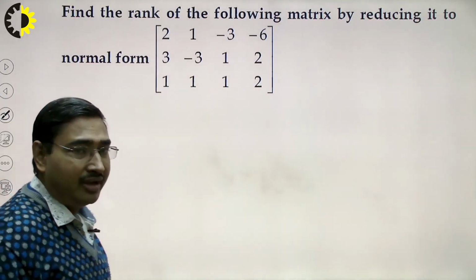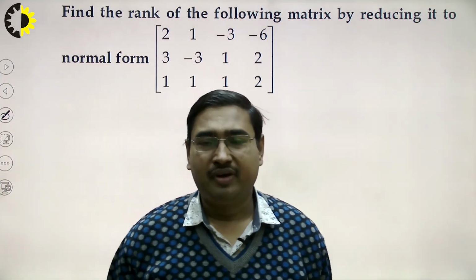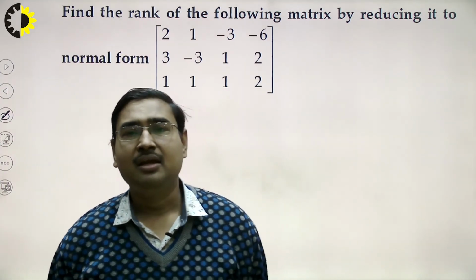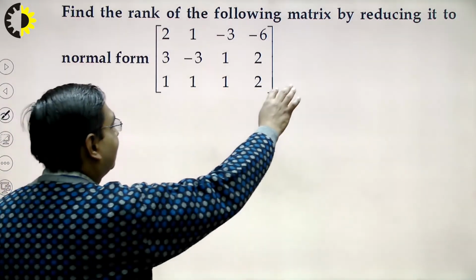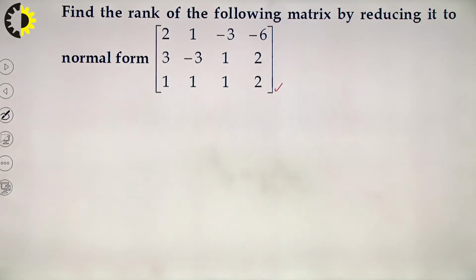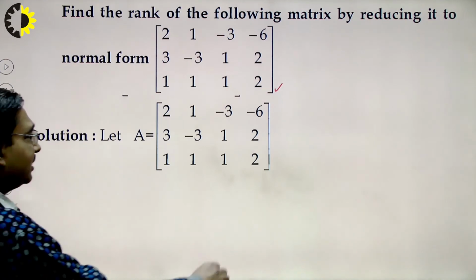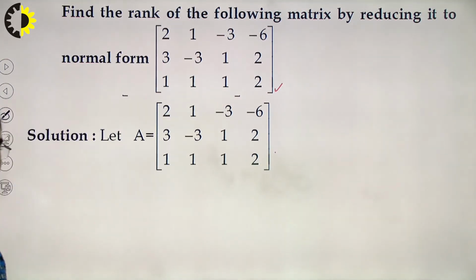Now we take one more example to find the rank of a matrix by reducing it to normal form. This matrix is given and we are trying to find the rank of this matrix by converting the matrix to normal form. To convert this matrix to normal form, I again assume this matrix to be A.